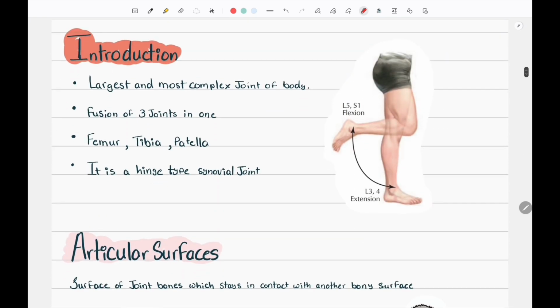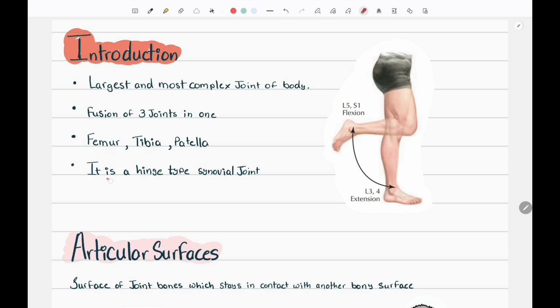So starting with the introduction of the knee. The knee is the largest and most complex joint of the body, as there is a fusion of three bones in one joint. The bones which constitute the joint are the femur, tibia and patella. I'll show you this in a minute.